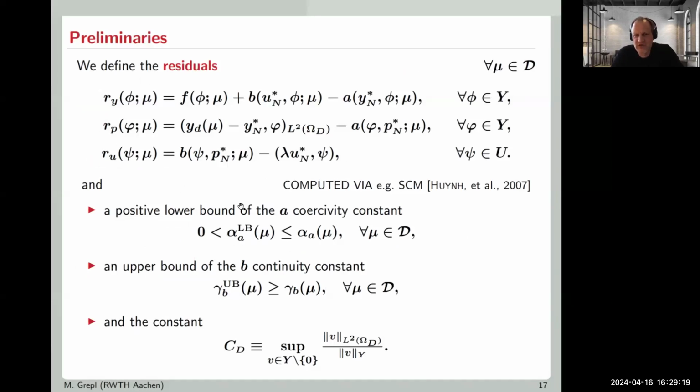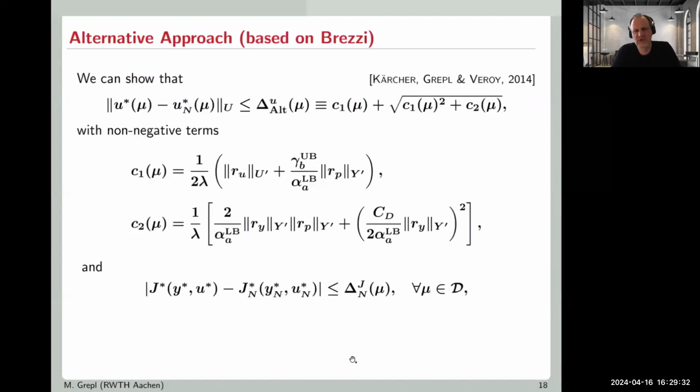We need a positive lower bound on the coercivity constant of A. We need an upper bound on the continuity constant of our control operator B here, and also this constant CD. And then we can show the following. The details are actually not so important. We can obtain a bound for the optimal control.